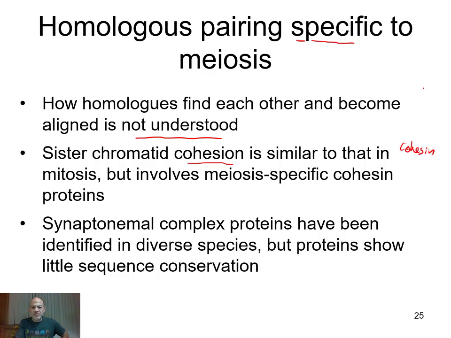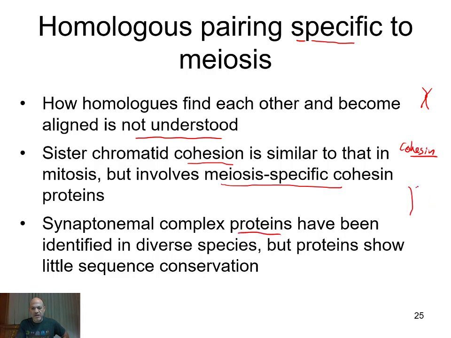So what's holding those sister chromatids together? Remember, during replication, the DNA strands stay stuck together in the middle with a special protein called cohesin. Okay. So the cohesion that occurs between the sister chromatids in meiosis is similar, but does involve meiosis-specific cohesin proteins, right? So it's different types of proteins that do that same job. The synaptonemal complex proteins, those are different proteins.